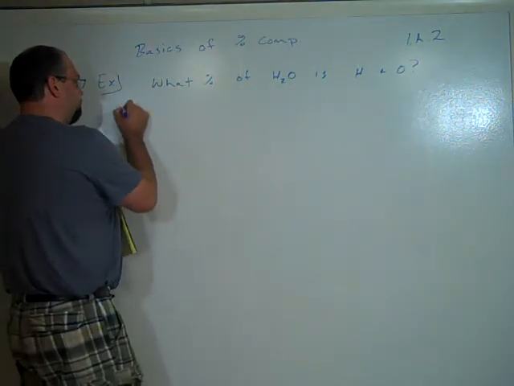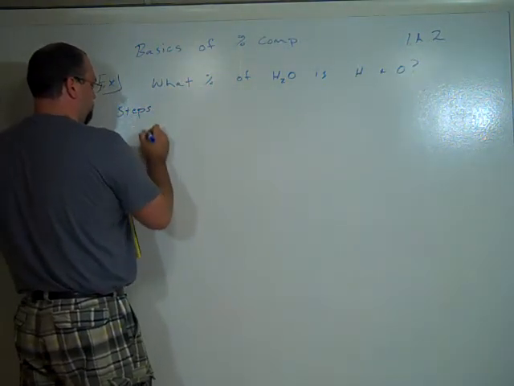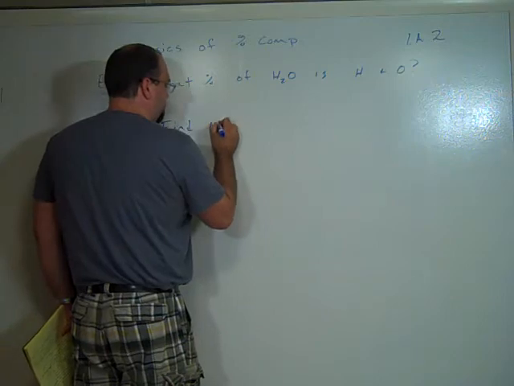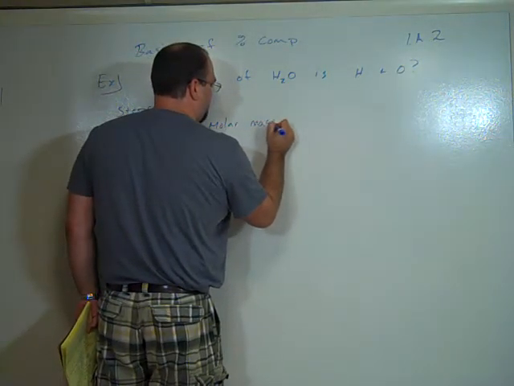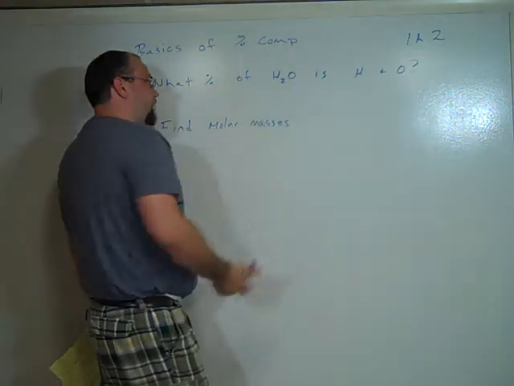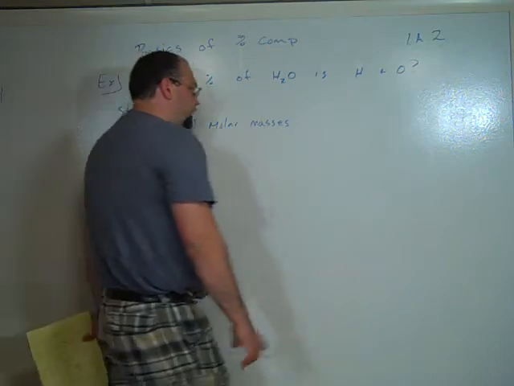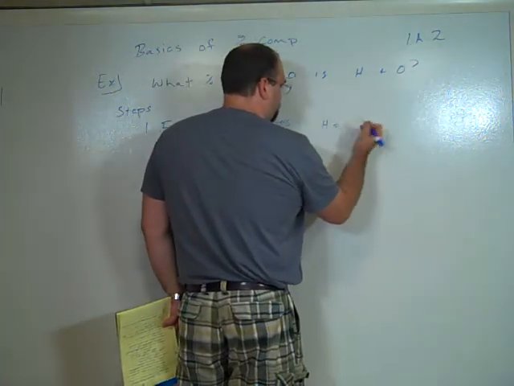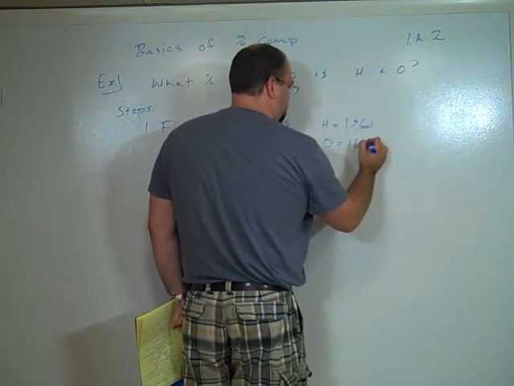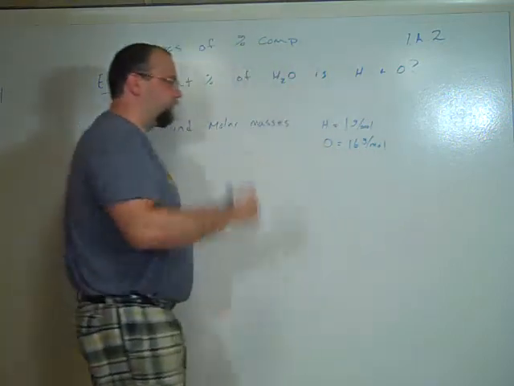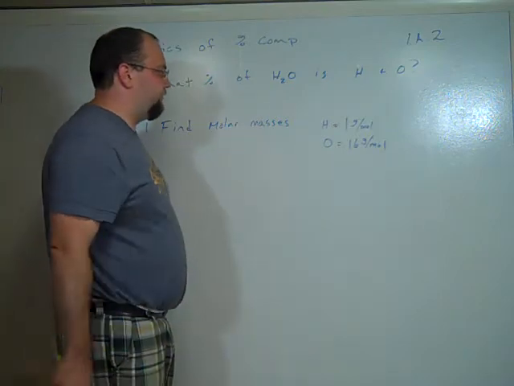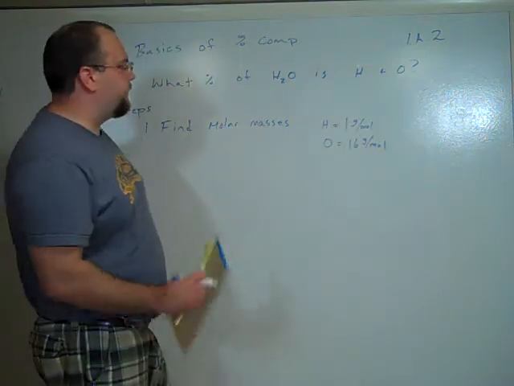Okay, so the steps. Step one: the first thing we're going to do is find the molar masses. Now I need to do this for every element in my compound. Since I'm dealing with water and it's just hydrogen and oxygen, I just need to find the two of them. Hydrogen has a molar mass of 1 gram per mole, and oxygen has a molar mass of 16 grams per mole. You just look those up on the periodic table. I rounded to the nearest whole number because they're like 1.0001 or something like that.